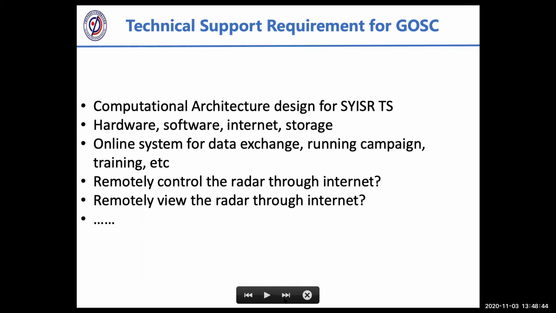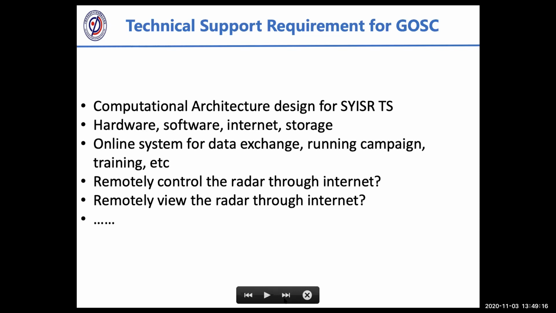And so, because Jianhui asked me to talk about the technical support, the technical requirement for open science cloud. First, we definitely need some computation architecture design for the CESA tree-stack system, because now we are in the very preliminary phase of this radar system. We need some computational hardware and software, internet support and storage support.